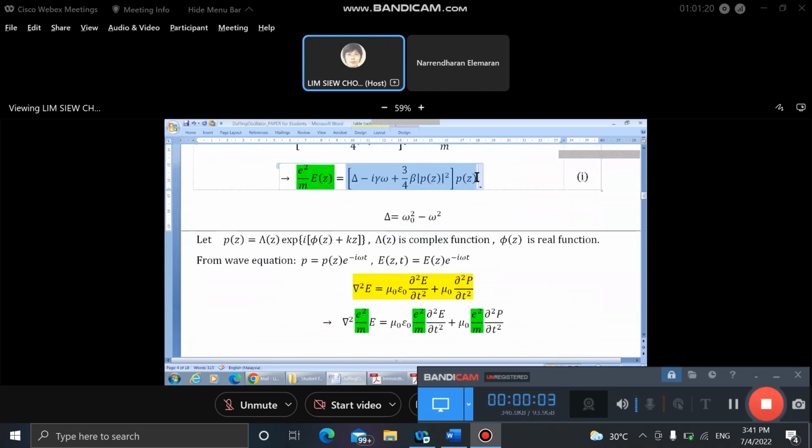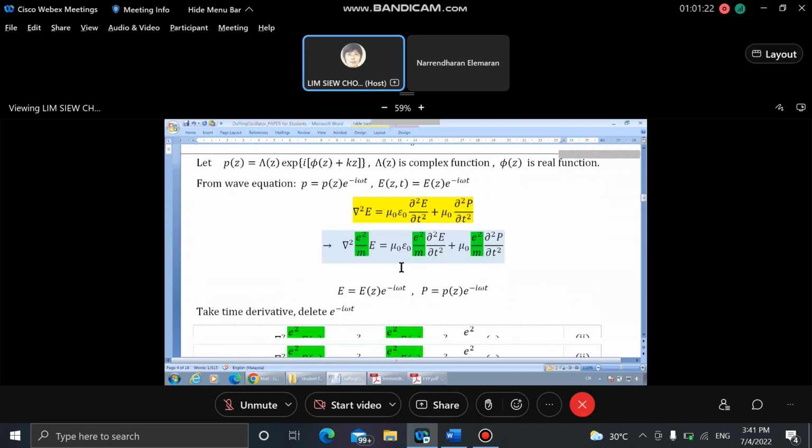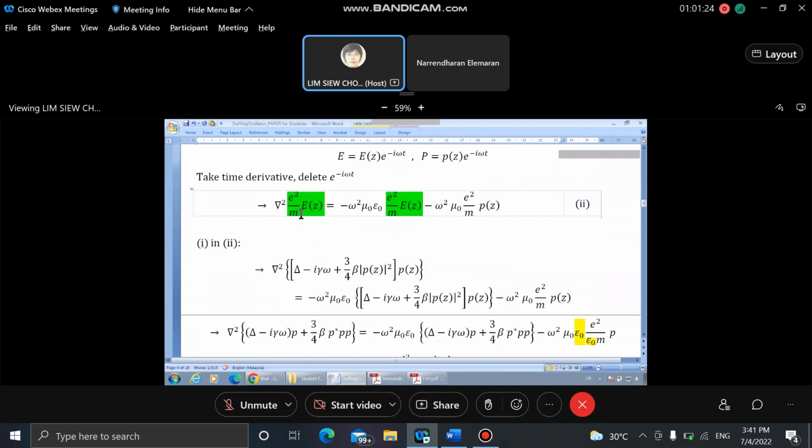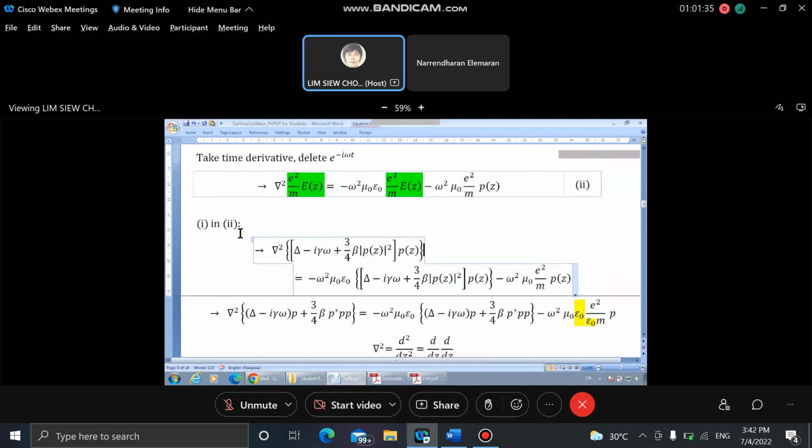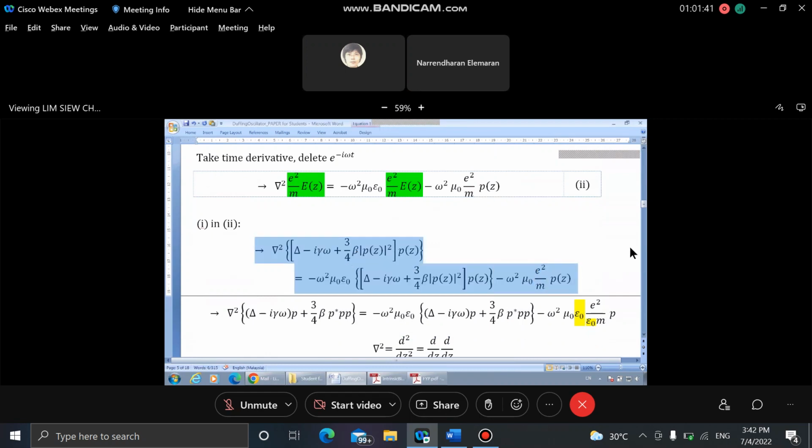So this green term, in terms of pz, is like this. This green term, also in terms of pz, is like this. So can you understand this 1 into 2, this whole step? Is it okay? Okay, all right. So I think the direction is clear, though maybe my explanation is not so good.